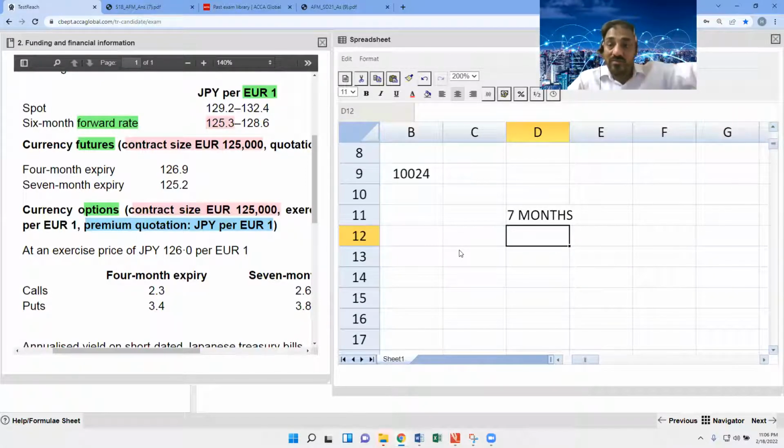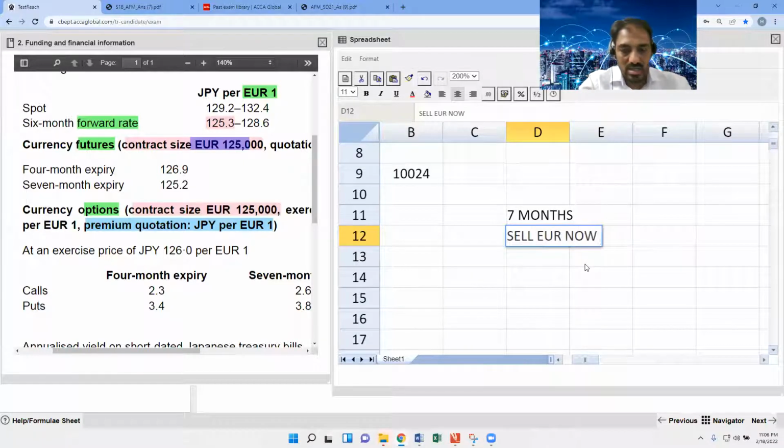Whatever we need to do in future, whatever we need to do after 6 months, do it now. After 6 months we should sell the foreign currency, and our contract is also based on foreign currency. So we will mention sell euro now, and buy euro later.